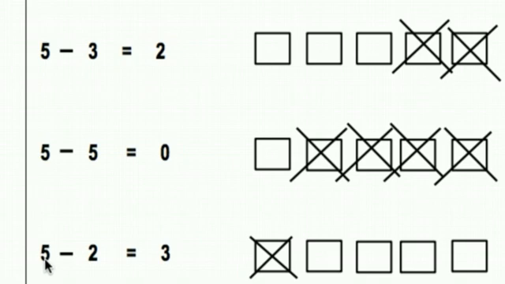Let's move on. 5 minus 2 equals 3. Again, which one of the models up here shows 5 minus 2 equals 3? And you're going to draw a line from the equation to the row of squares that match. Next equation, 5 minus 4 equals 1. Which one of the equations matches 5 minus 4 equals 1?